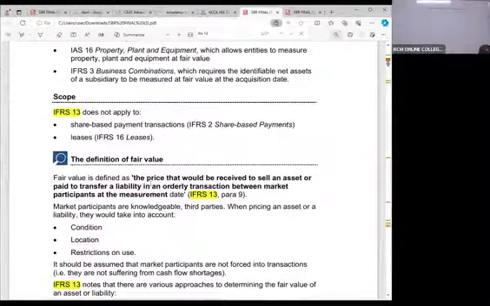Or pay to transfer a liability in an orderly transaction between market participants at the measurement date. So there is no coercion here, really. We are two participants here at some marketplace.